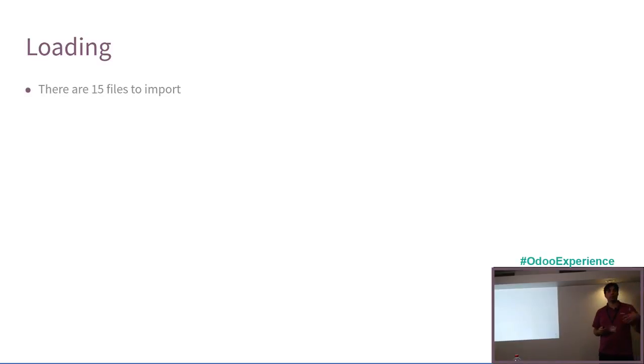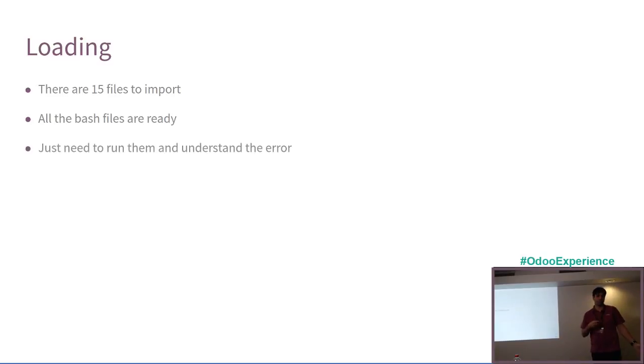So it's available on GitHub, and you can check all the complexity later. So at the end, for the loading, there were 15 files to import. But thanks to my framework, all the bash files were ready. I just have to launch them in a proper order. I need to load them and understand the error. So back to transform, fix the error, and then I'm ready to go. I make a final dry run, and then I'm ready to import a file.